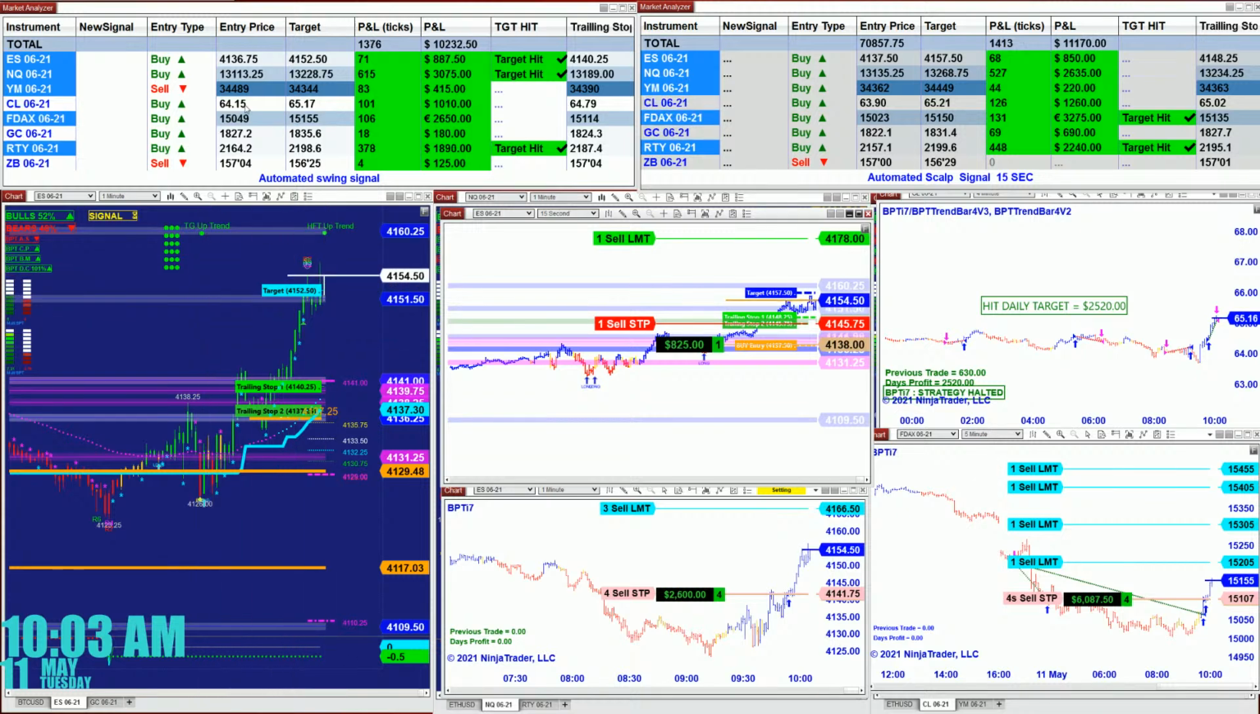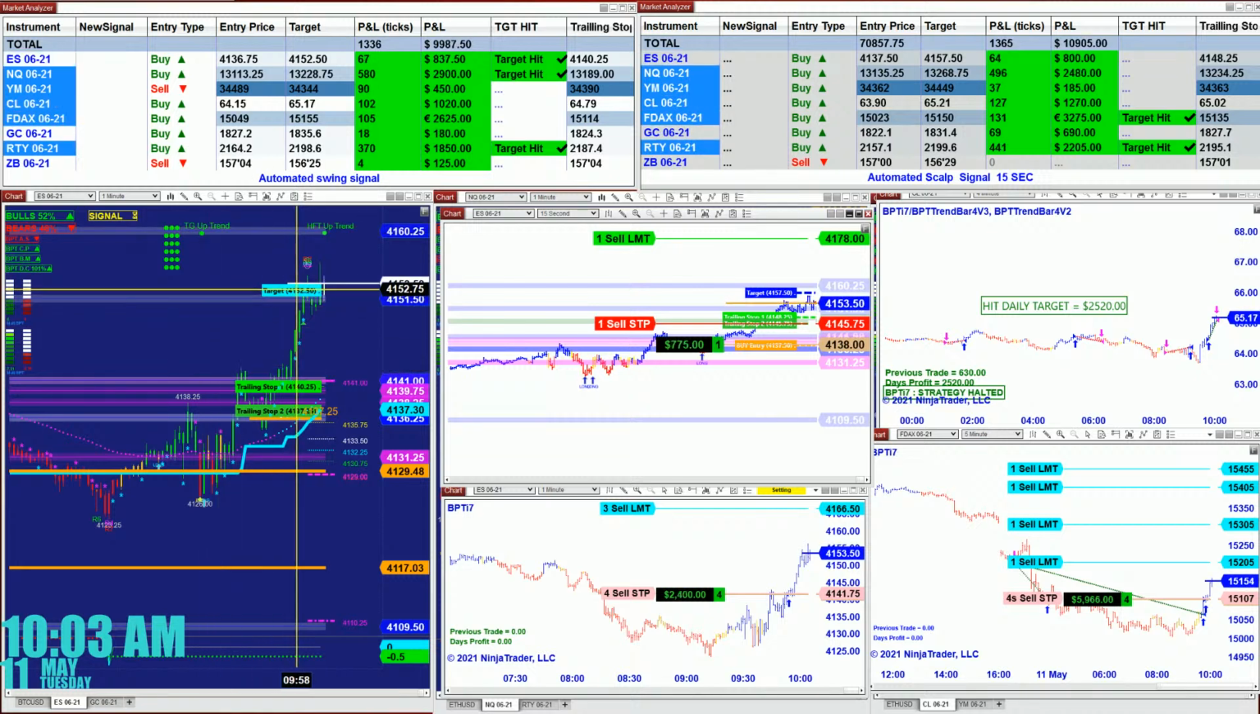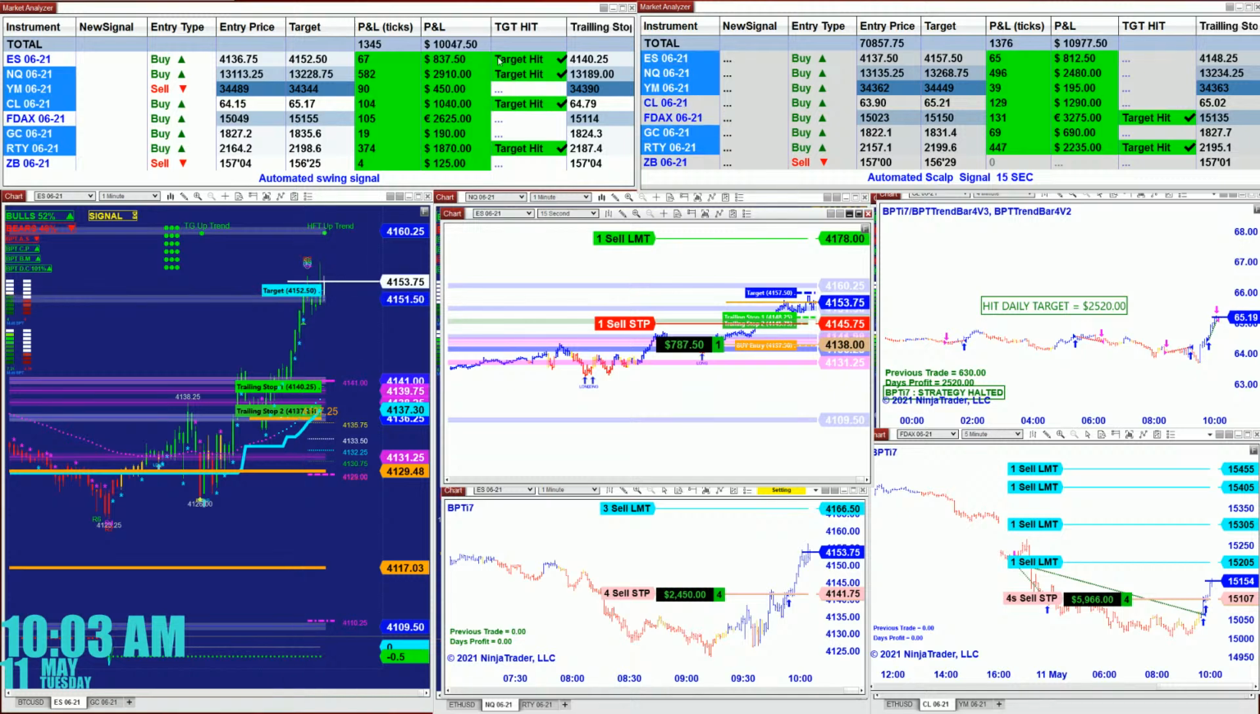The blue chart is connected to the market analyzer in the left upper corner, automated swing trading. As we see here, the target hit, and we see on the market analyzer, target hit. Right now on the swing trading as well, we have a little over 1,350 ticks based on the last entry signal, not the whole day.